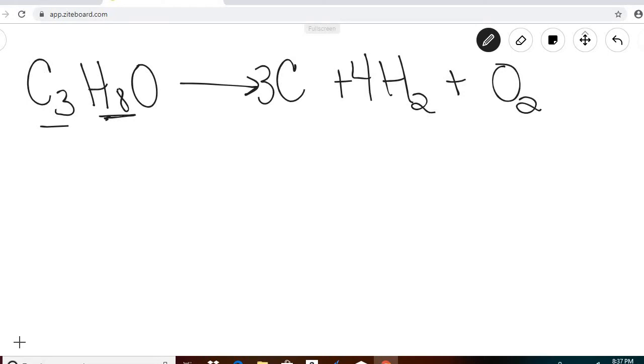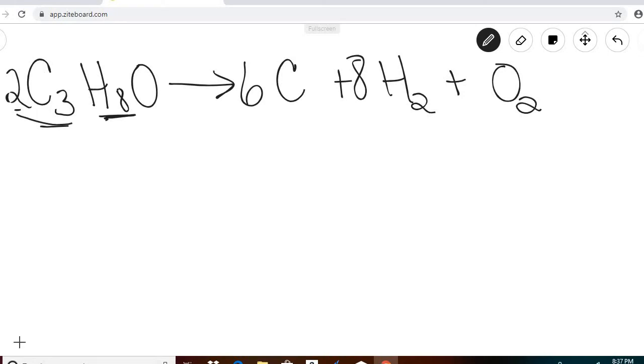And so then oxygens, we have 1 and we have 2 over here. So let's put a 2 here. That gives us 2 oxygens and 2 oxygens, but it kind of messes up the carbon, so we can fix those now. So we have 6 carbons, so let's do 6 carbons, and now we have 16 hydrogens over here. 2 times 8 is 16. So to get 16 hydrogens over here, we can make this 8 hydrogens.